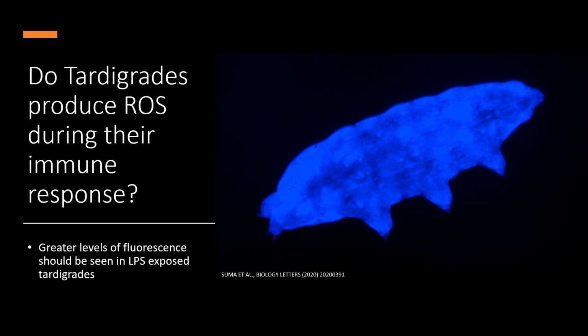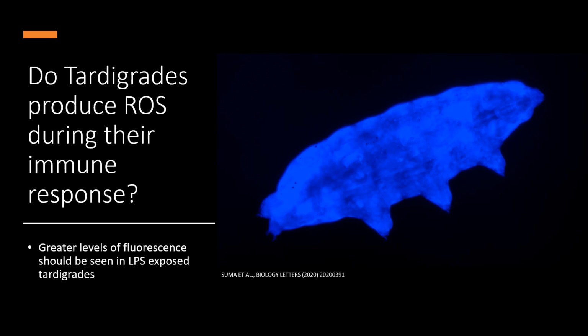Moving forward, I've begun working on a new question. Do tardigrades produce reactive oxygen species during immune response? In most animals, ROS is utilized by the immune system for cell signaling and killing pathogens. In terms of signaling, ROS is often used for propagating inflammation. ROS can also be used to kill pathogens by inflicting oxidative damage on all pathogens they are generated near.